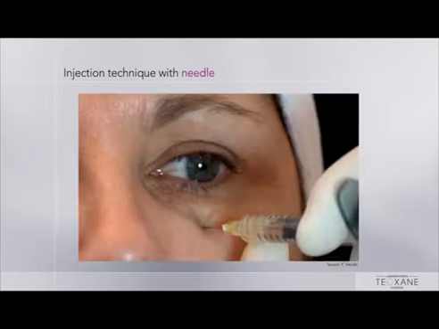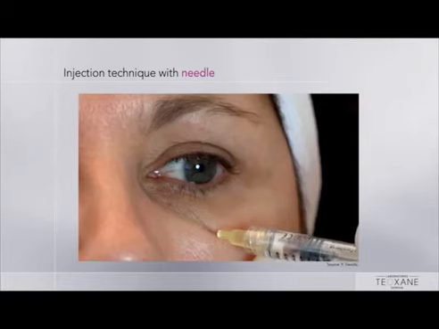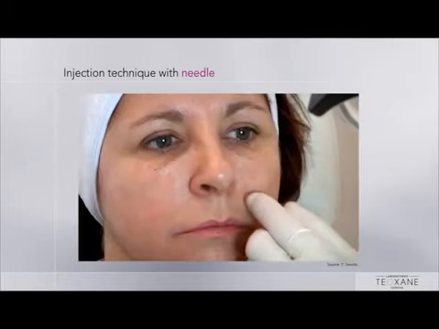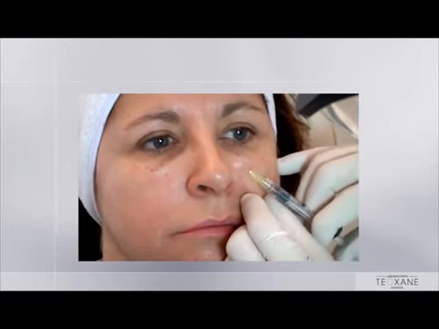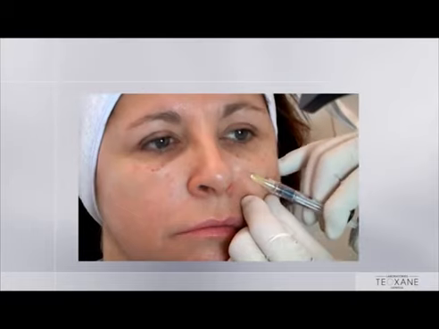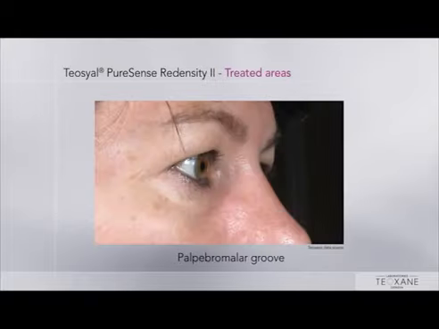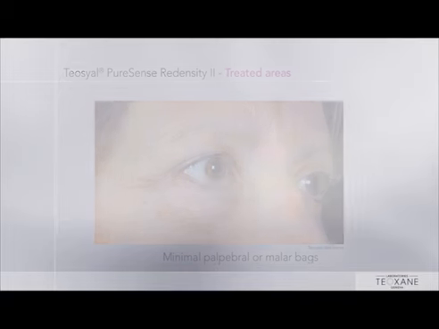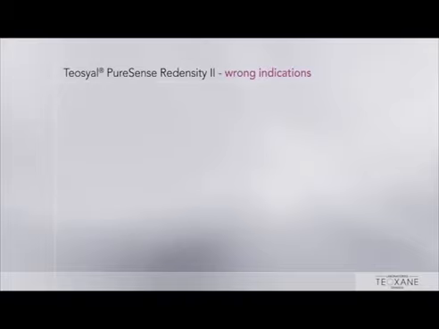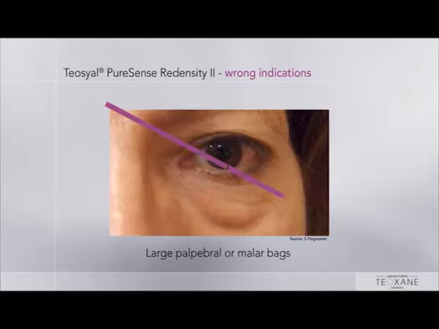The whole tear trough is treated gradually thanks to a microbolus technique. On the contralateral side, the technique is the same. When the bone contact is made, the injection can be performed. A filling complement is practiced at the bottom of the tear trough. Treated areas of Redensity 2 are the R circles, the tear trough, the palpebromalar groove, and minimal palpebral bags. The wrong indications of Redensity 2 are exclusively pigmentary dark circles and large palpebral bags.